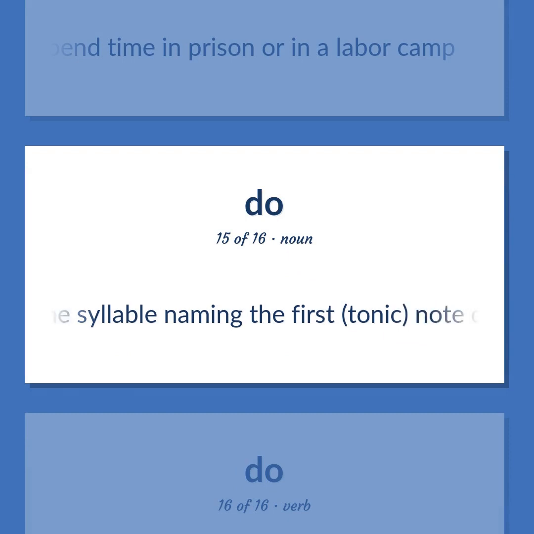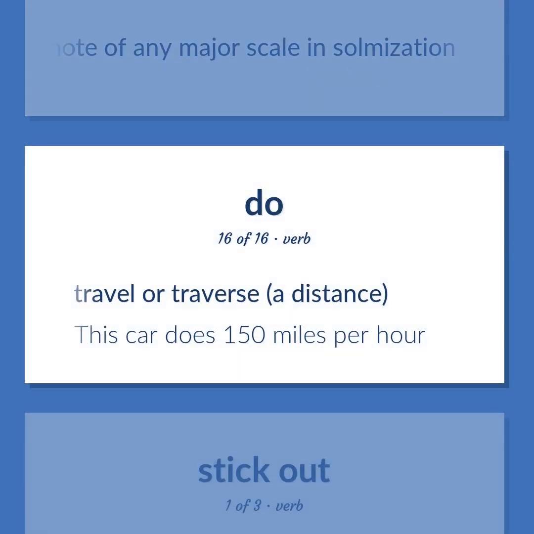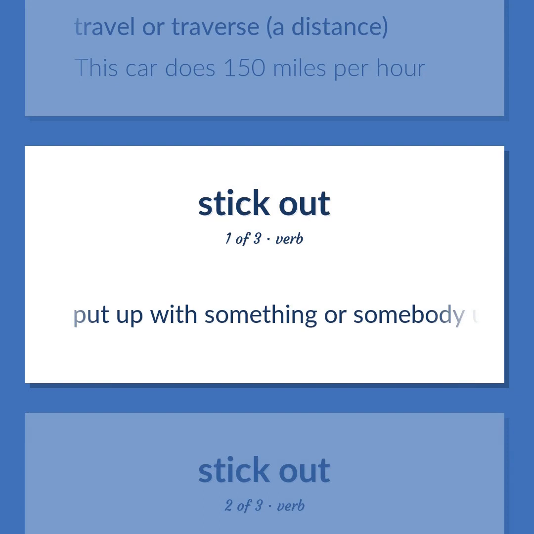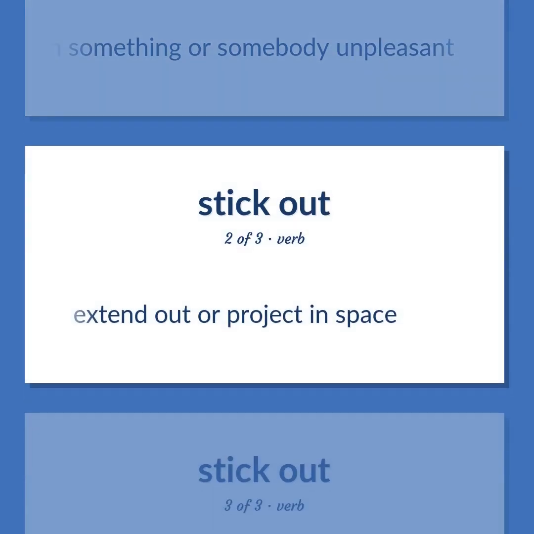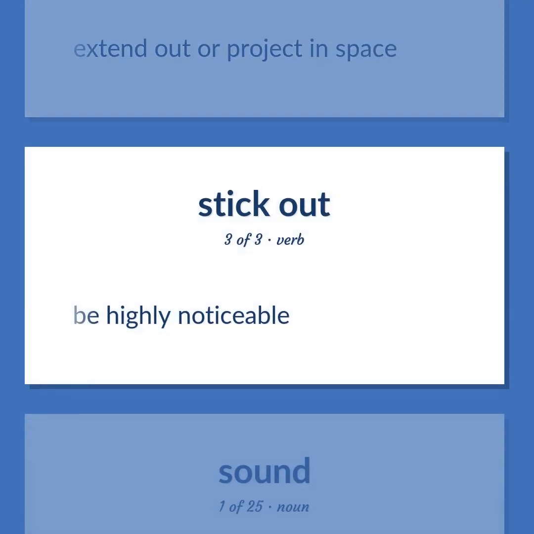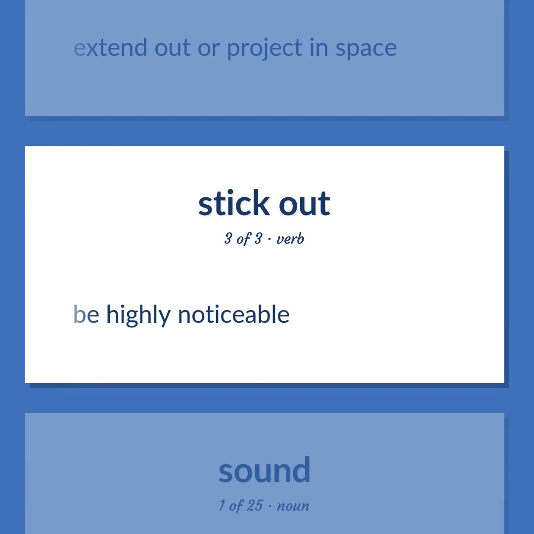The syllable naming the first, tonic, note of any major scale in psalmization. Travel or traverse, a distance. This car does 150 miles per hour. Put up with something or somebody unpleasant. Extend out or project in space. Be highly noticeable.